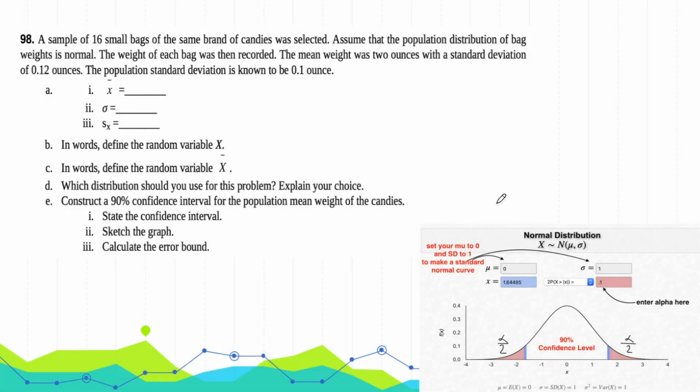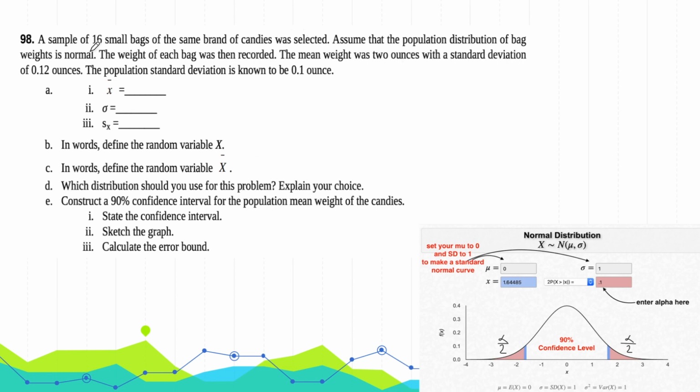So let's look at a complex problem, and it includes a lot of practice in comparing between two confidence levels. A sample of 16 small bags of the same brand of candies was selected. Assume that the population distribution of the weights of bags is normal, okay? The weight of each bag was then recorded. The mean weight was 2 ounces with a standard deviation of 0.12 ounces.